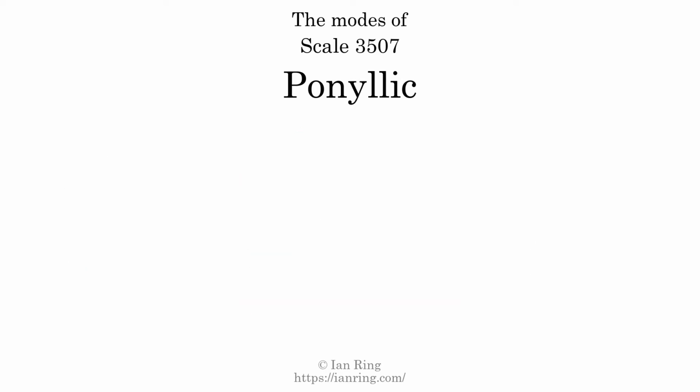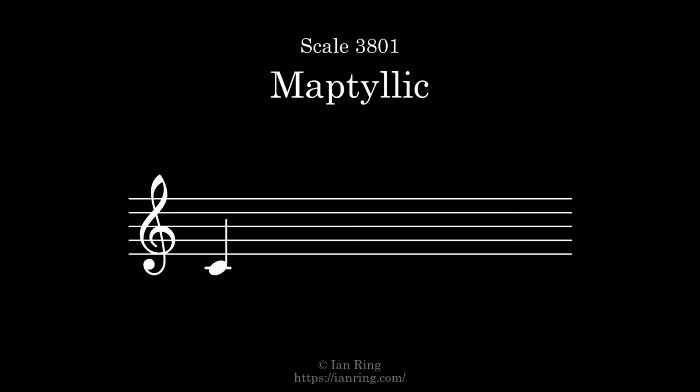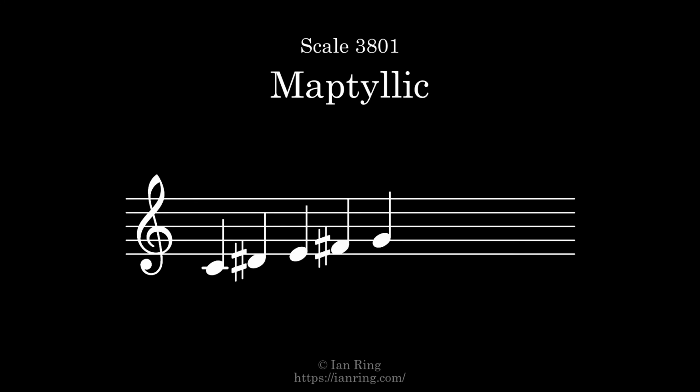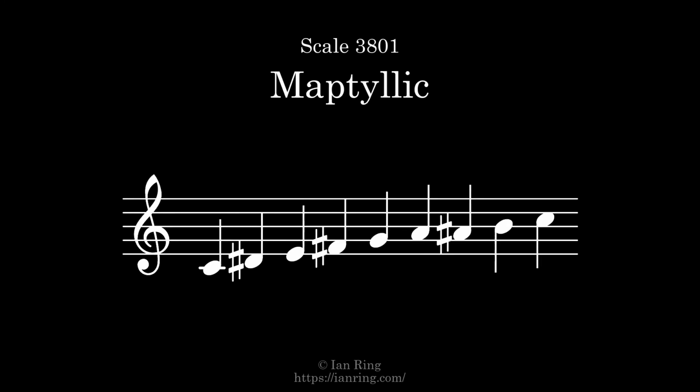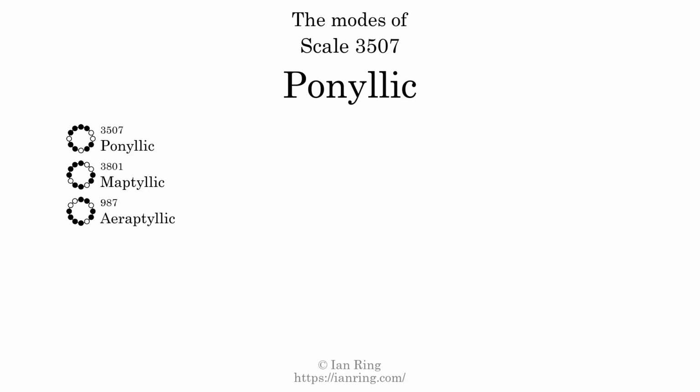This scale has 8 modes. The first mode is itself. The second mode is scale 3801, also known as Ponyllic. It sounds like this. The third mode is scale 987, also known as Heteromorphisms. It sounds like this.